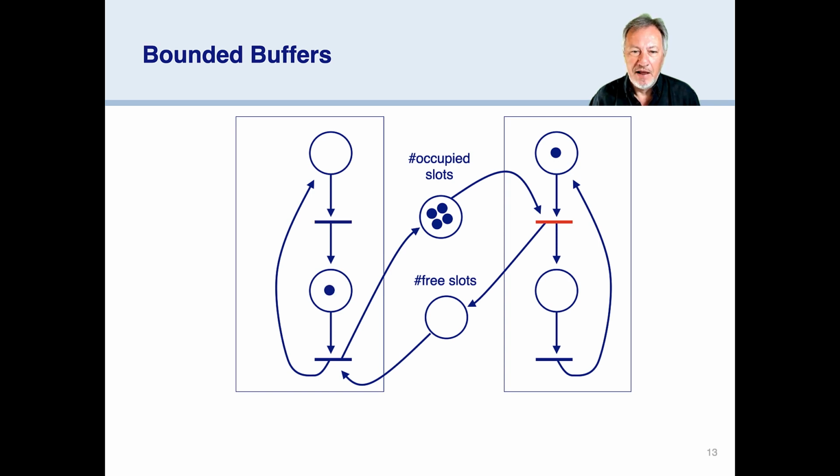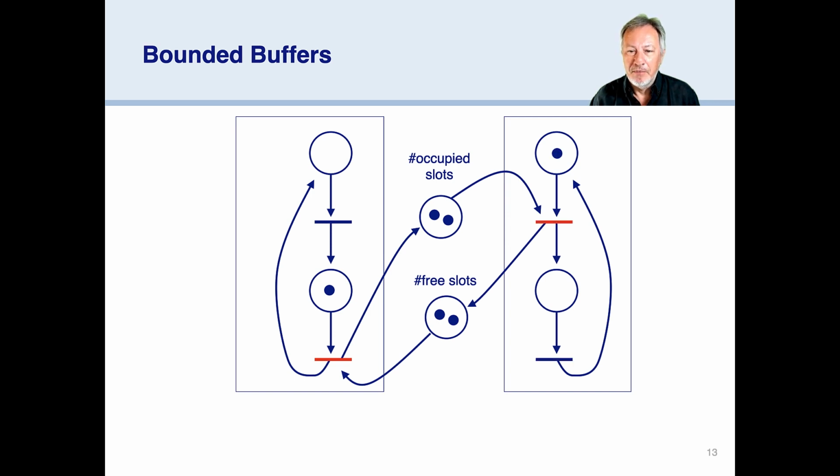Let's see it in action. Here the producer wants to produce something, but it can't because there are no free slots available. So now the only thing that can happen is that the consumer can start working. So it can loop around. Notice now that there are free slots available, the producer is enabled. So it could, if it wanted to, if it got scheduled, start to loop around and produce something as well.